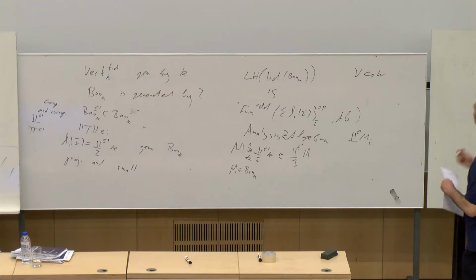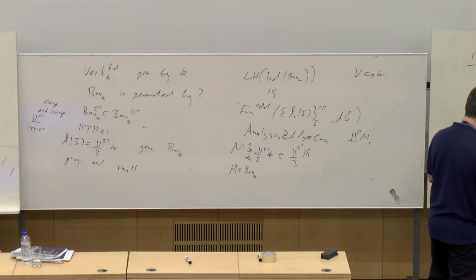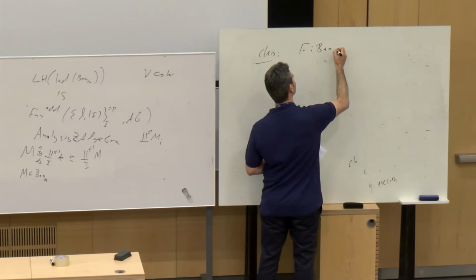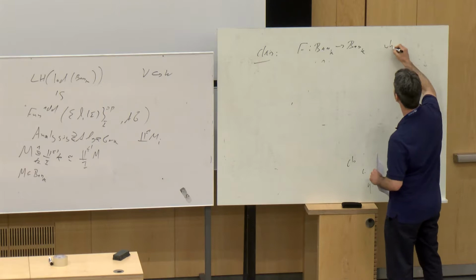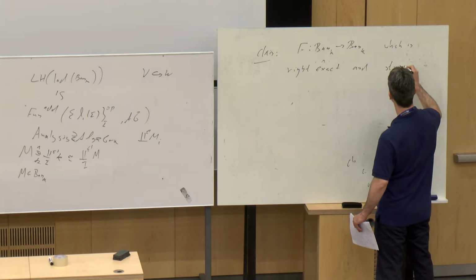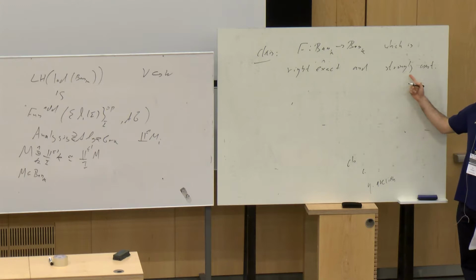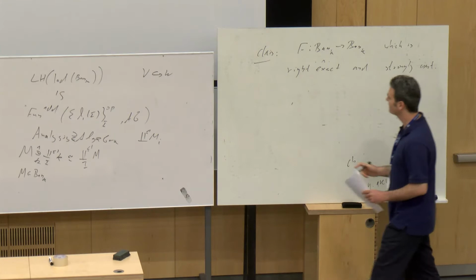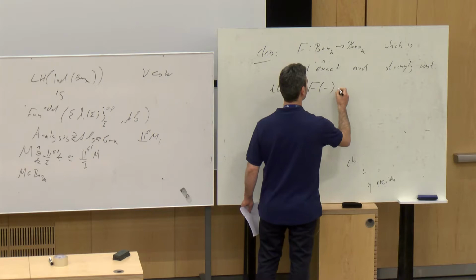So from this we get a nice claim that allows us to do simple algebra. Suppose you have a functor from Banach spaces to Banach spaces, which is, say, right exact, and I'll call it strongly continuous. By that I mean that it commutes with these contracting colimits. Then F of something is just equivalent to this something tensor over K with F of K.